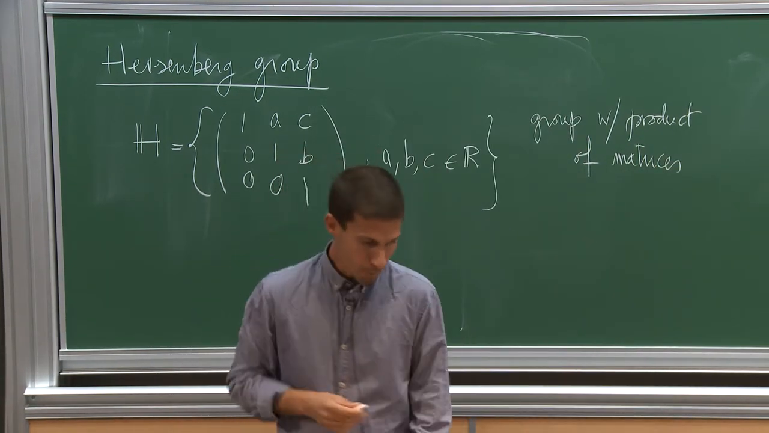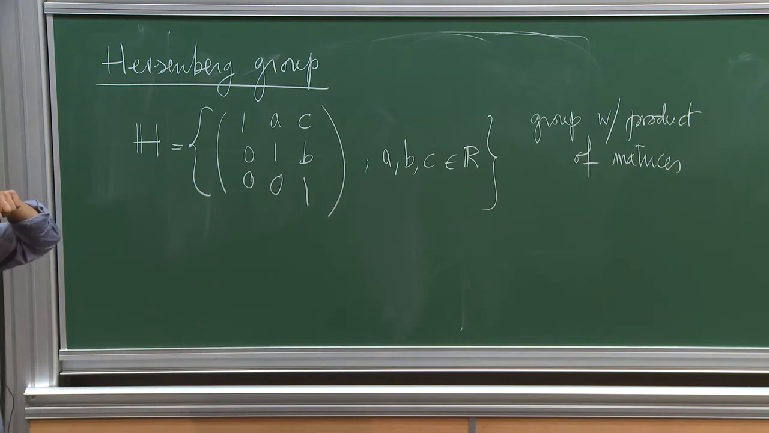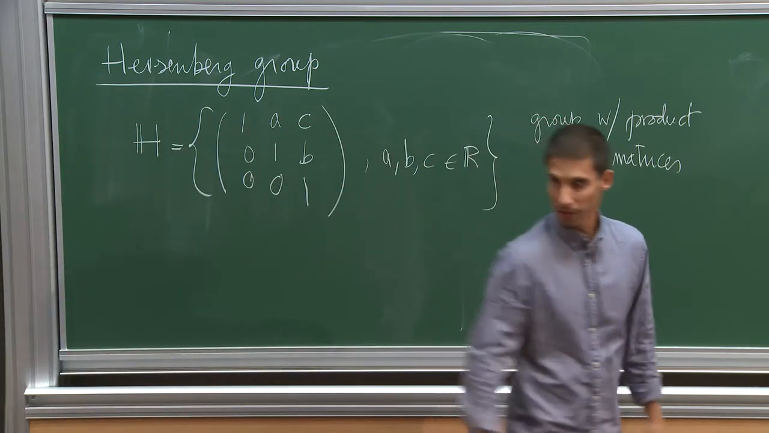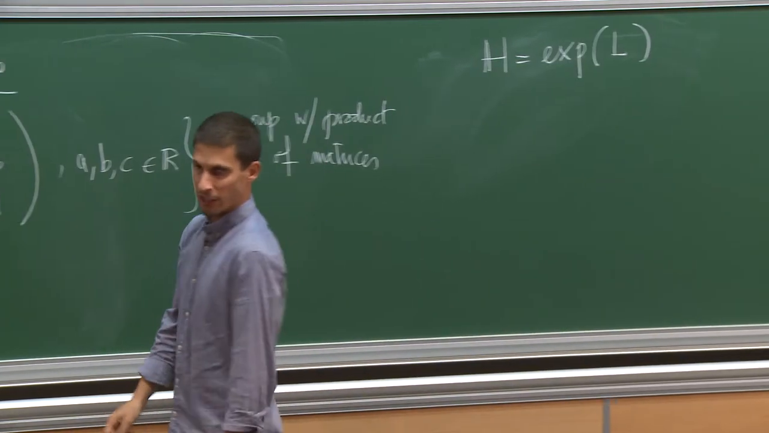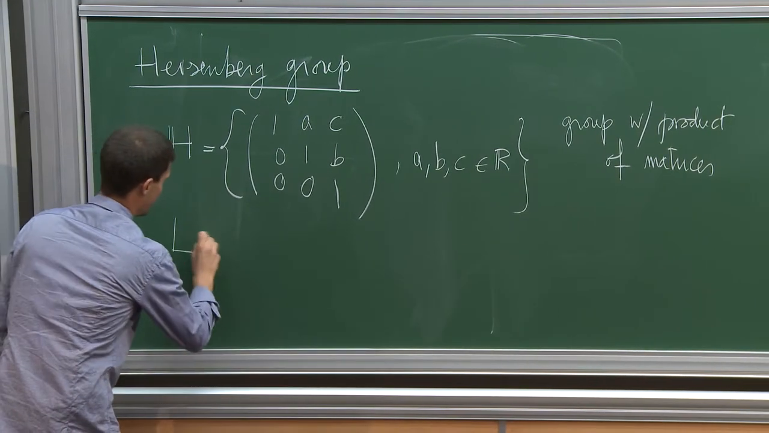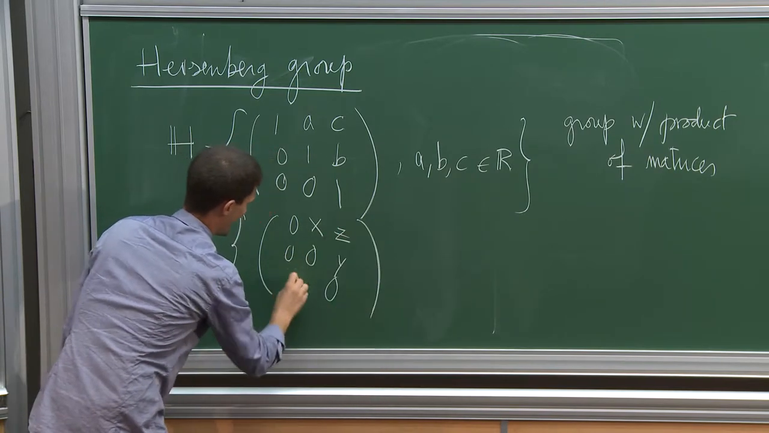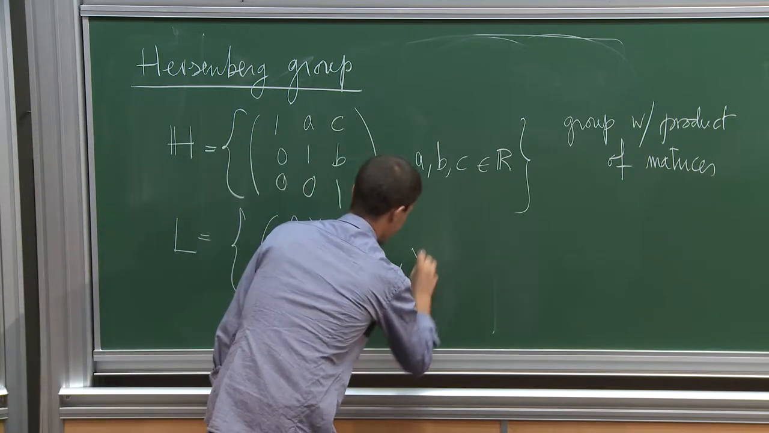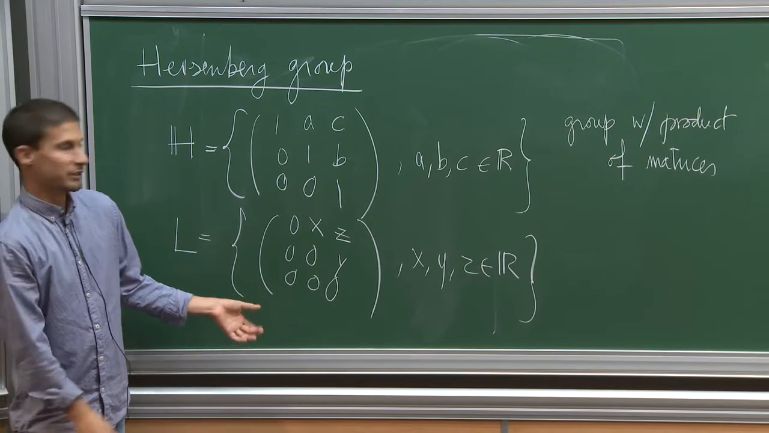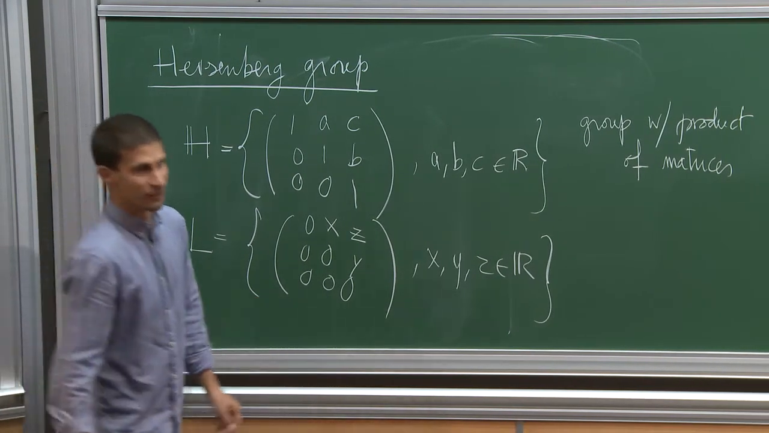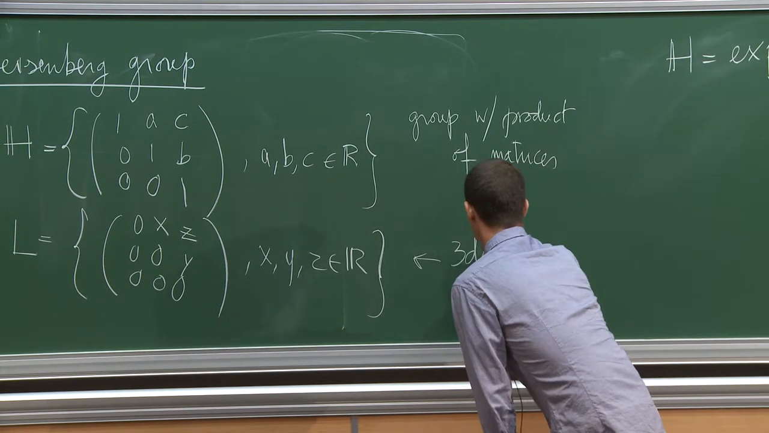And to play with this, I want to see this group H as the exponential of something. Okay, so I want to see this H as the exponential of some L. So I will first say what L is and then what the exponential is. So L is this set here. Almost the same, but with zero on the diagonal. So you may wonder why we introduce this L. The reason is that this is a vector space, and so it's linear algebra immediately. This is not a linear space. So, a three-dimensional vector space.